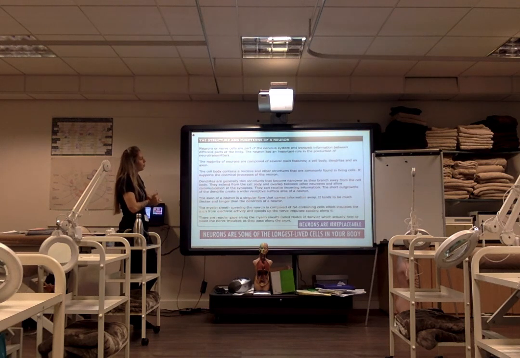The neuron has an important role in the production of neurotransmitters. We're going to be going through neurotransmitters, and these carry specific signals. The majority of neurons are composed of several main features: a cell body, dendrites, and an axon. We'll go through that in detail. The cell body contains a nucleus and other structures commonly found in living cells. It supports the chemical processes of the neuron. Dendrites are what we call the listeners. They are generally thin structures that become narrower as they branch away from the cell body.